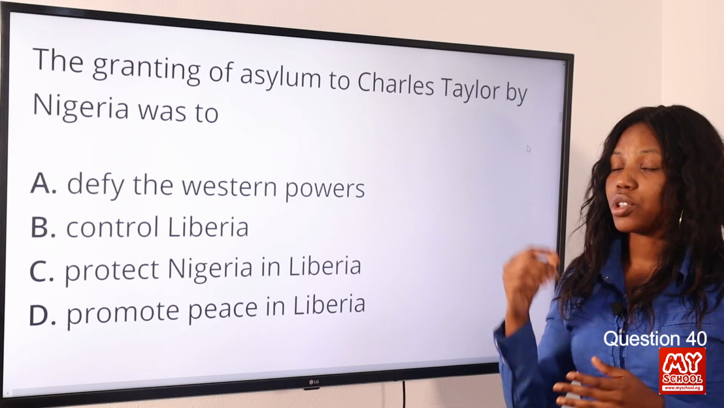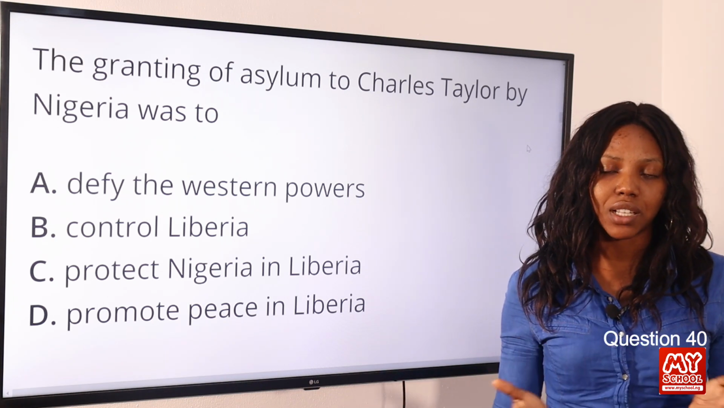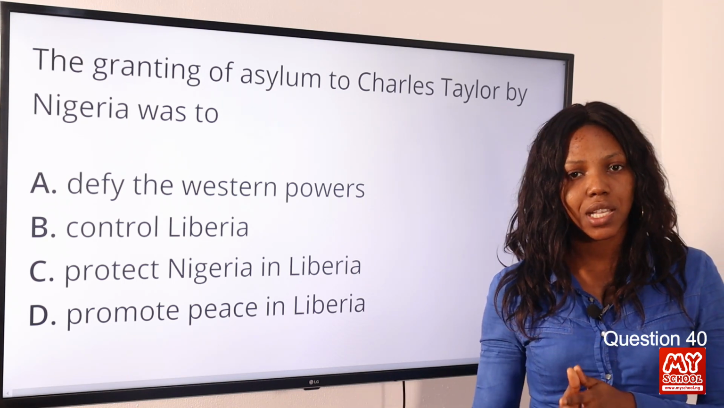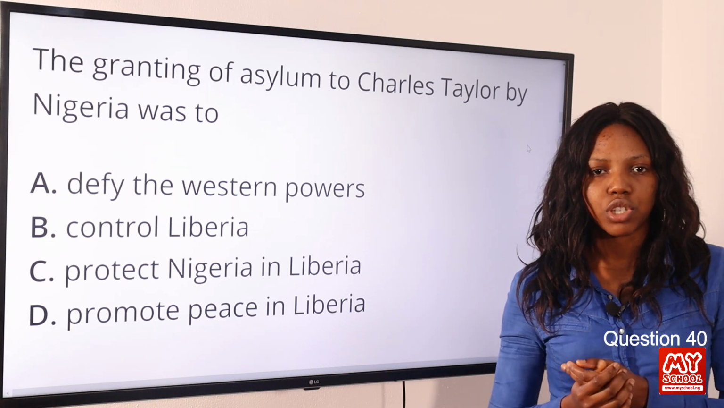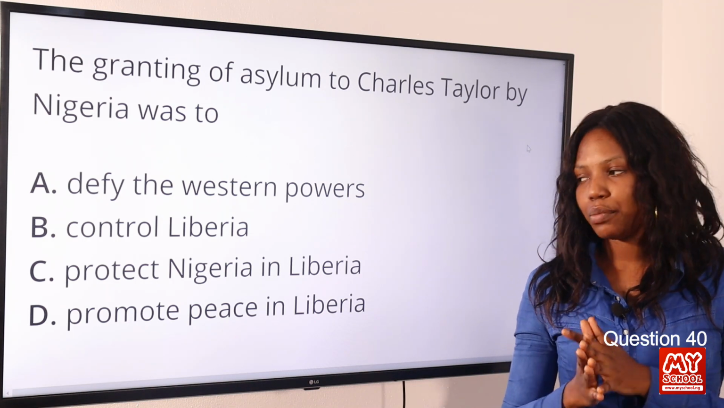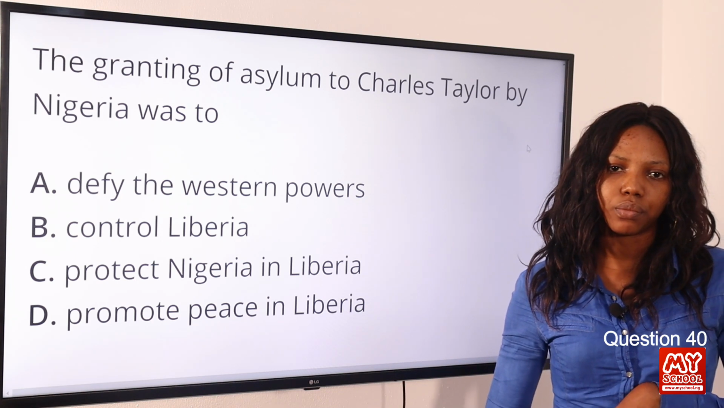Now, Charles Taylor was the president of Liberia, and Liberia was not peaceful at that time. There was a war going on as at that particular time, and Nigeria decided to grant asylum to Charles Taylor in order to end the instability and promote peace in Liberia. So the answer to this question is option D, promote peace in Liberia.